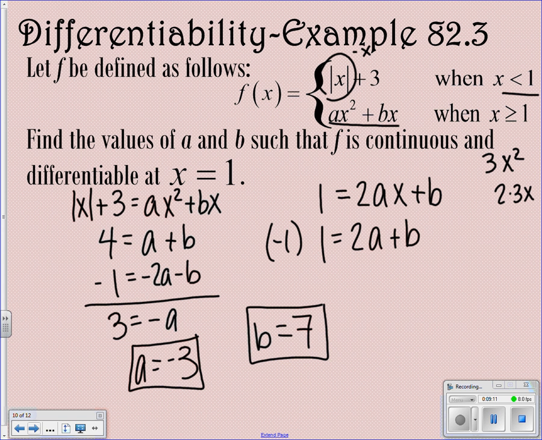Okay? So that's how you deal with differentiability. You start off setting them equal to each other, like you did for continuous, but then you also have to take the derivative and set them equal to each other. And make sure that they work for both of the equations you end up with.